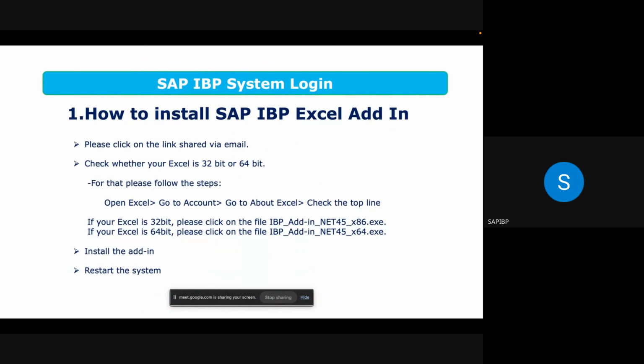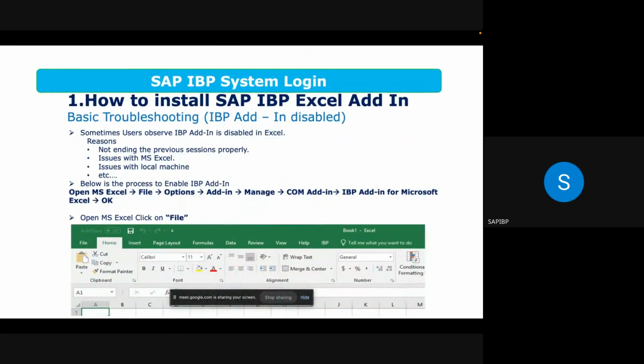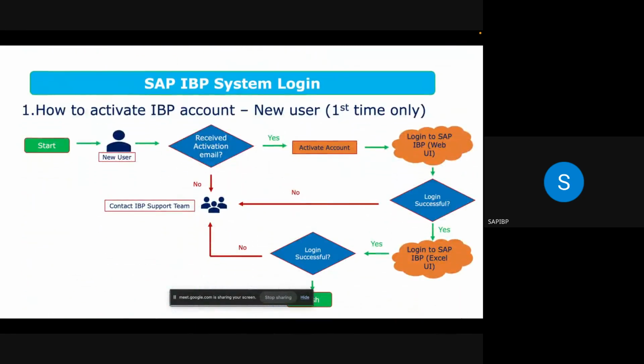So now, this is just the process of how to activate that. Once you have the Excel add-in in place, now you need to access your IBP account. In order to access your IBP account, you should have a user in it, right? So once the admin team adds your user, immediately you will get a notification by mail. There you need to activate your account. The moment you activate your account, it will automatically direct you to your IBP web UI. Okay. So once that is successful, then you are able to log in via Excel UI as well.